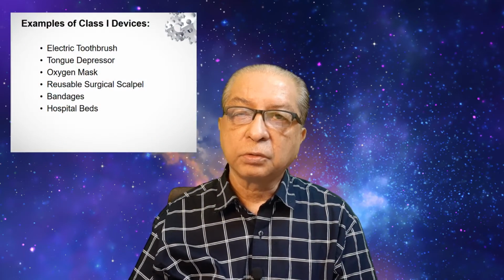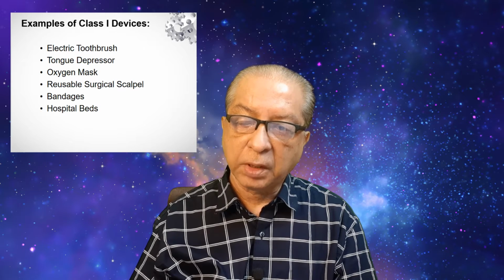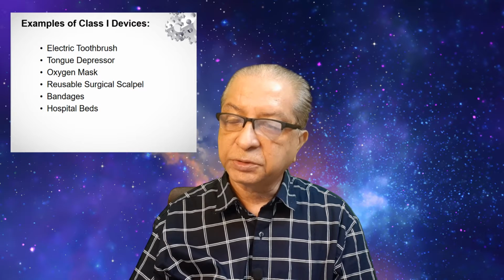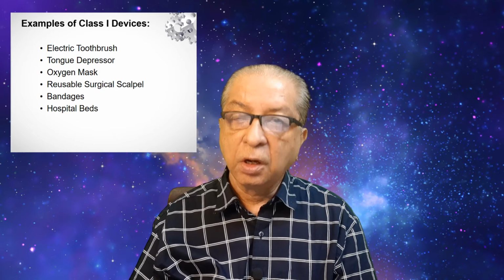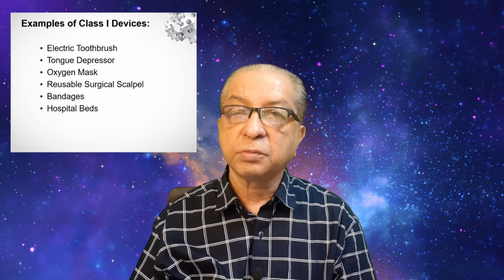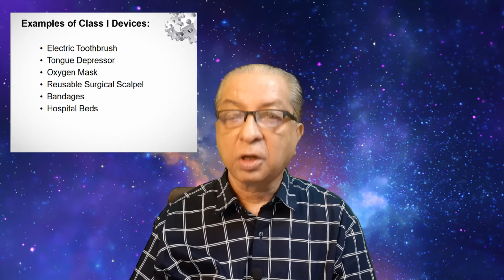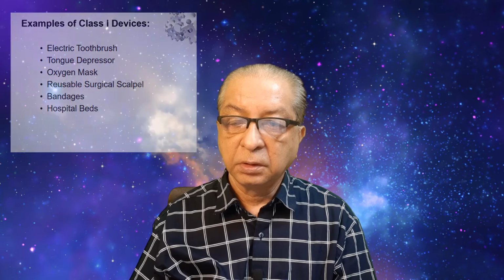Let us look into some examples of Class 1 devices. There are electric toothbrushes, tongue depressors, oxygen masks, reusable surgical scalpels, and hospital bandages.